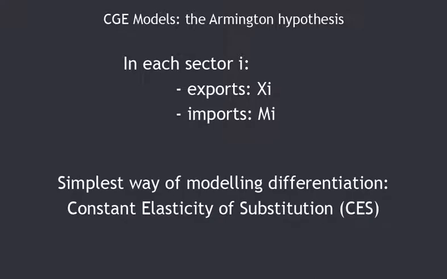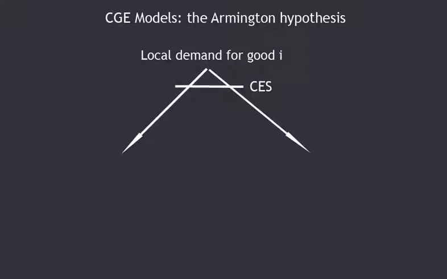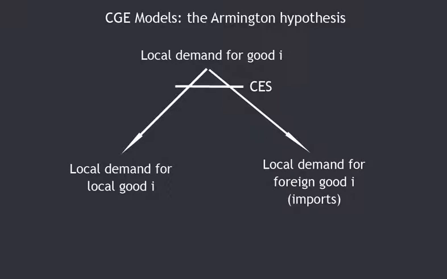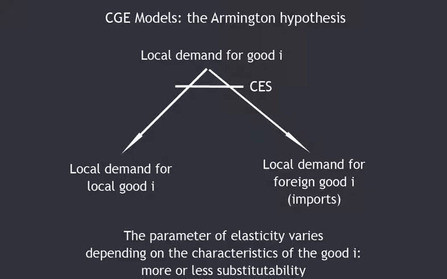And the simplest way to assume product differentiation is to assume a constant elasticity of substitution function, or CES function. And what is important here is that we have only one parameter to estimate per sector, since this elasticity doesn't vary, and the other parameters can be calibrated. In each sector, the total local demand for good I is divided into local demand for the local good and local demand for the foreign good, that is to say imports. The local good can be substituted for the foreign good and vice versa. On one hand, in a sector, the intensity of this substitution when prices vary is always the same. And on the other hand, between two sectors, the elasticity of substitution may be different, and this depends on the characteristics of the good in question.